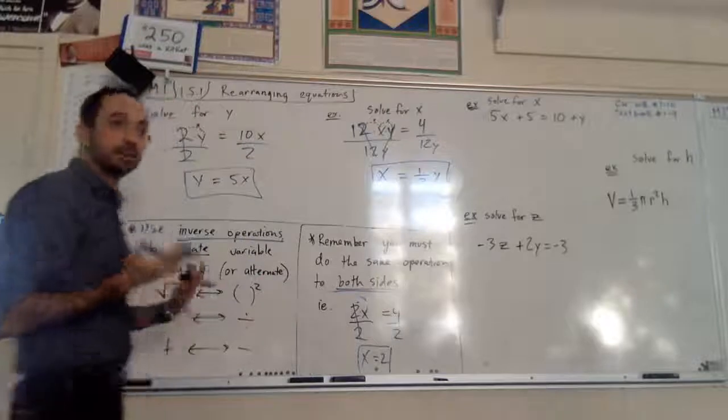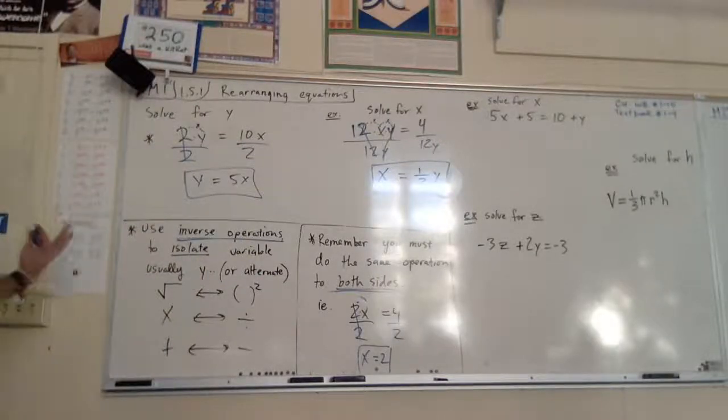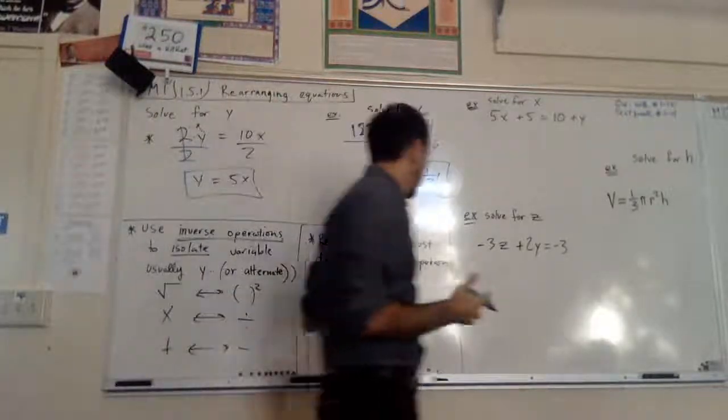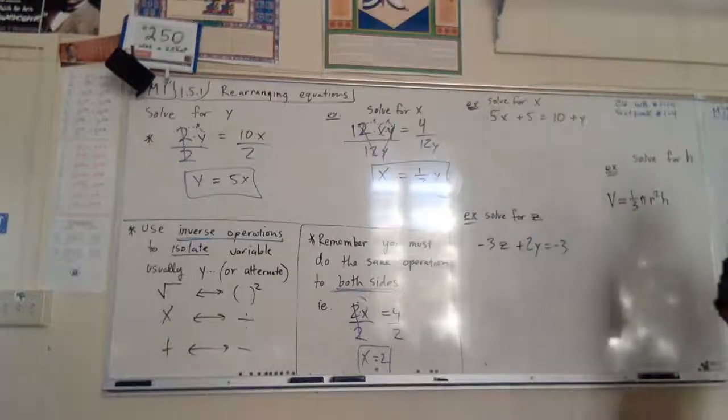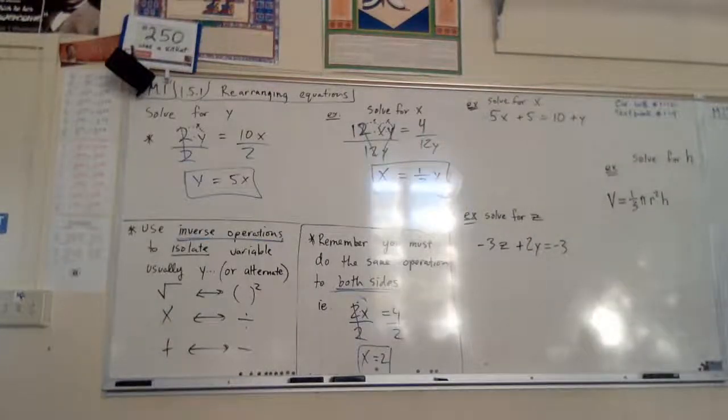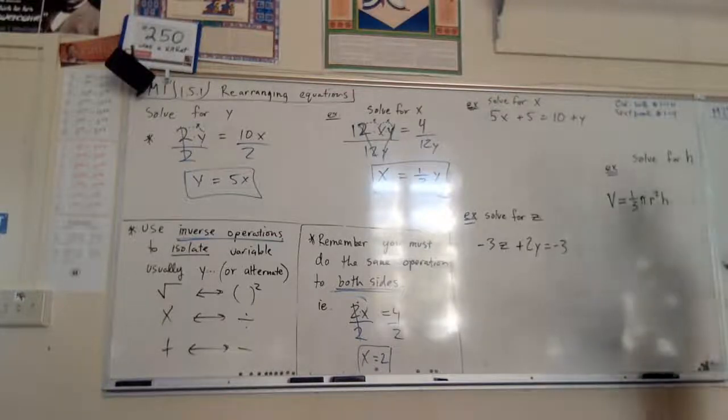All you're doing is solving for whatever variable they say to solve for by isolating it, doing the inverse of both sides. We've kind of seen some of this before. It's like solving equations. It's just they have more variables than not.